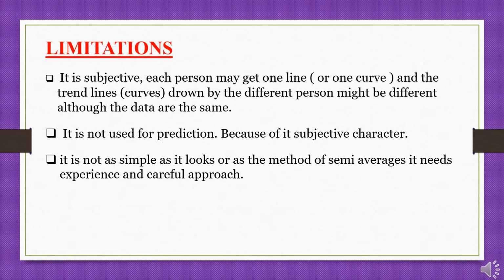Then about limitations. It is subjective. Each person may get one line and the trend lines drawn by different persons might be different although the data are the same. It is not used for prediction because of its subjective character. It is not as simple as it looks or as the method of semi-average. It needs experience and careful approach.